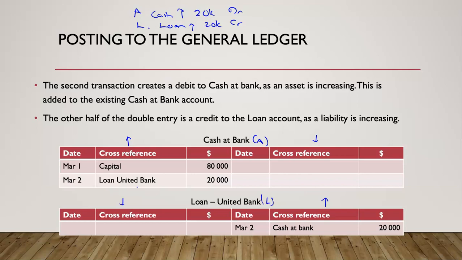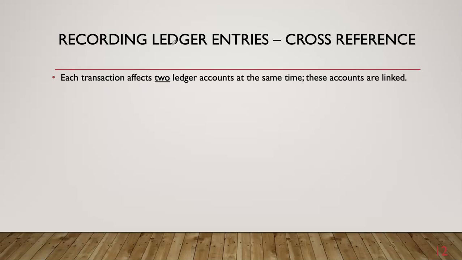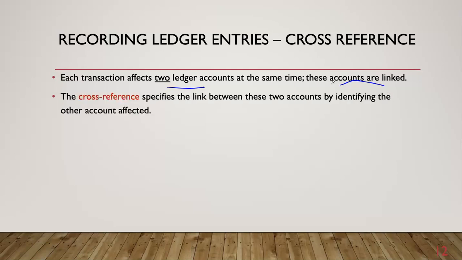Now again, we have a cross-reference. I'm recording a debit in my cash at bank account. So I do my cross-reference, write the credits that equals that amount being my loan, and vice versa for my loan ledger. And this is the cross-reference as we mentioned. Each transaction affects two ledger accounts. These accounts are inherently linked because your debits must equal your credits.